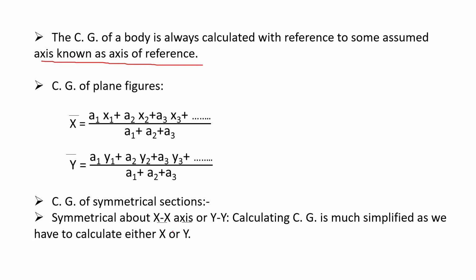But in general, when it is symmetrical about the x-axis, we only have to find out the value of x bar. Similarly, when it is symmetrical about the y-axis, we have to find out the value of y bar with reference to the x-axis. So in this way, we can locate the CG of a symmetrical section in very quick steps.